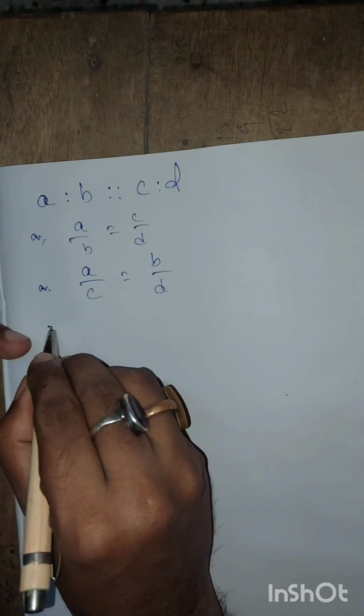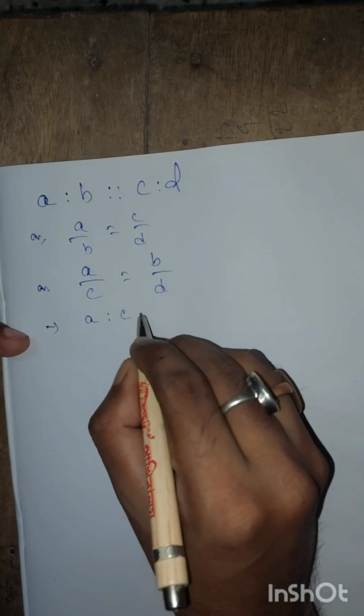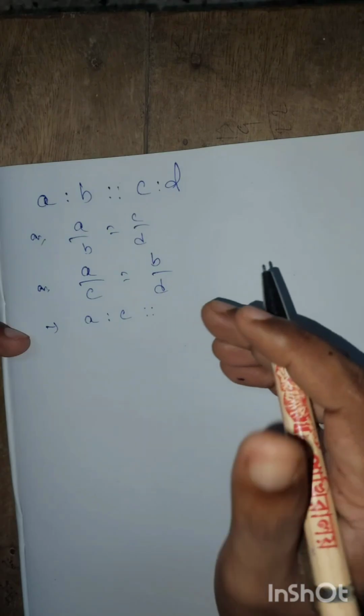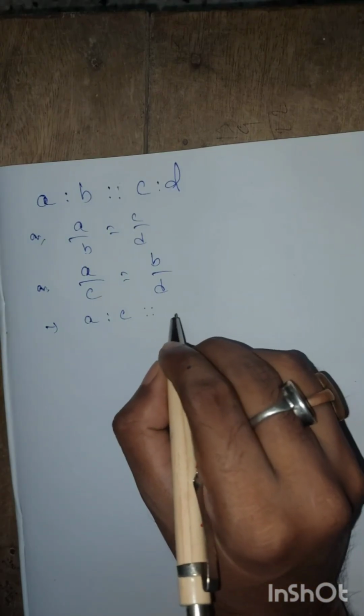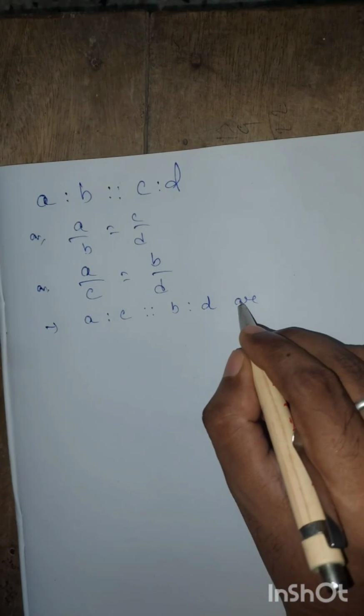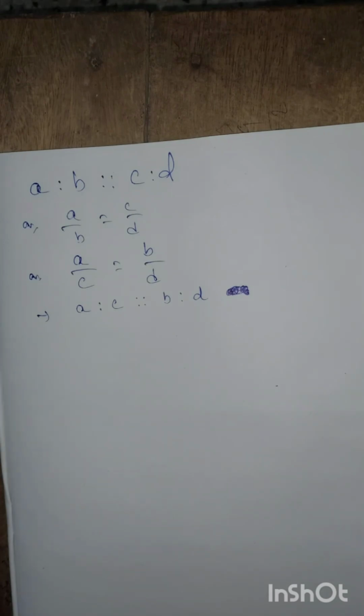So from this conclusion we can write a is to c is proportional to b is to d, or we can say a, c, b, d are proportional. a is to c is equal to b is to d.